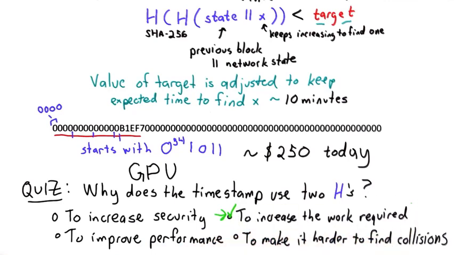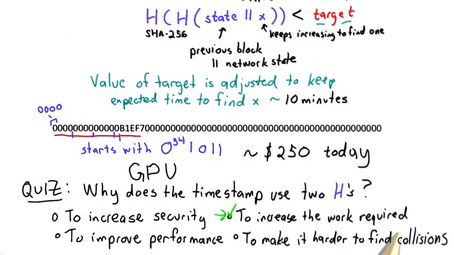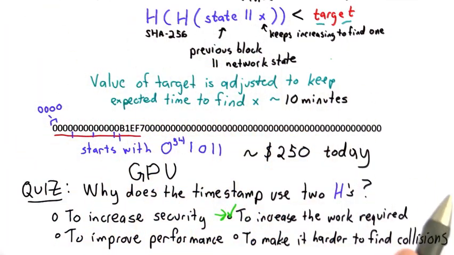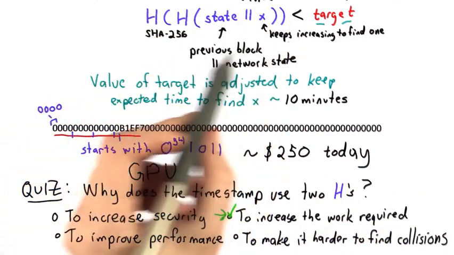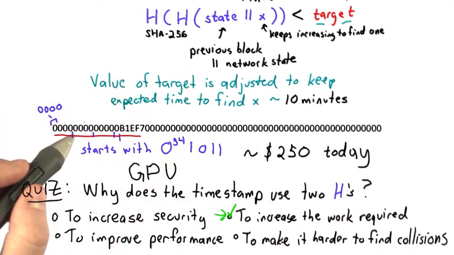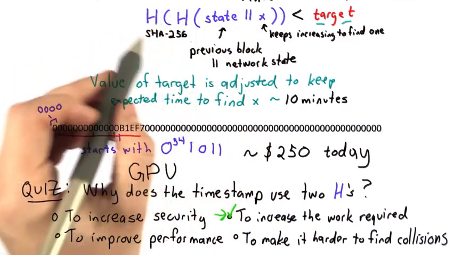So the answer is to increase the amount of work required. Normally, we want to use computation to reduce work, but here the goal is to make this amount of work to find a Bitcoin to be stable, to be fairly predictable, and to be about 10 minutes long. And so we could do that with just one hash function by reducing the value of the target. That would require changing the target more frequently and using more 0 bits in the target. The alternative is to make it harder to compute each value of x, and that's what the 2 hash functions do.